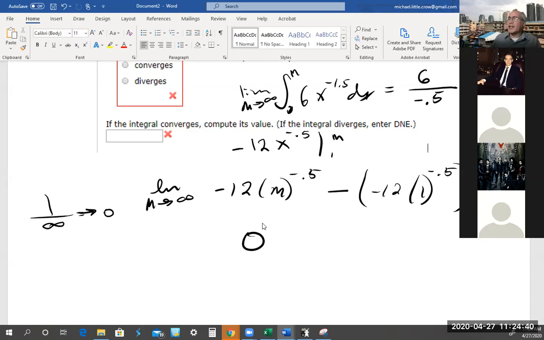That's why 1 is such a nice number. So this part just becomes 1 times negative 12. And then we've got a minus, so a minus and minus gives us a plus 12. So it does converge, and it converges to 12. You could plug this part into your calculator, but since we're dealing with a limit, calculators don't do limits. So this part you have to do analytically. So yes, it converges to 12.